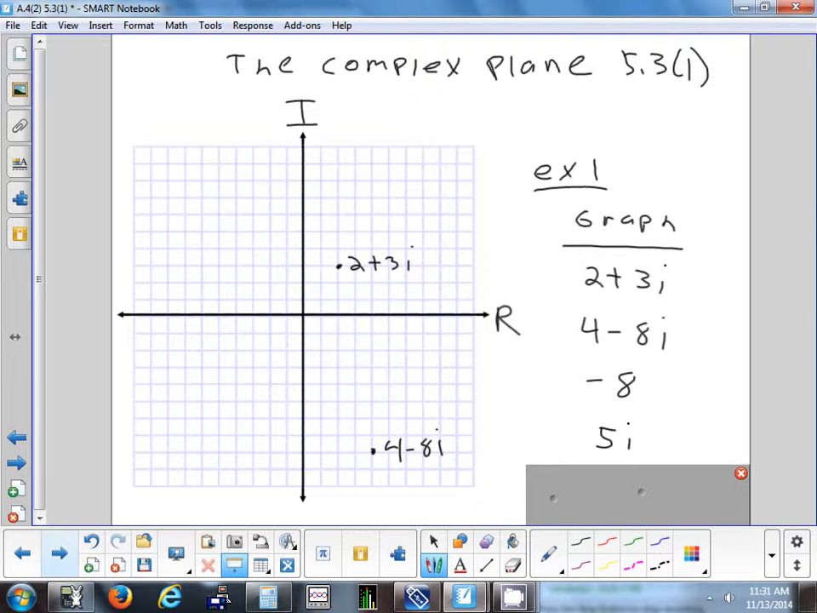How about negative 8? Max, how would you graph negative 8? To the left 8. Okay, left 8, and then what? Just leave it. Yeah, that's it. That has no imaginary part, so you're not going up or down. And then lastly, 5i, that would just be up 5. It's like graphing the point (0, 5).